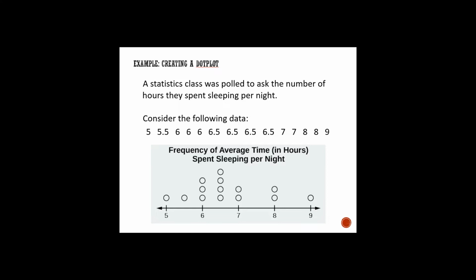Fortunately, my data has already been ranked smallest to largest. That helps me. And so I can now start filling in the dots. I'm drawing circles. You can just draw colored dots if you want to. But over the 5, we just have 1. Then there's a 5.5. Well, I'll just go halfway between the 5 and the 6. When I have 3 6s, I'll stack them up. And 4 6.5s, I'll stack those up. 2 7s, 2 8s, and a 9.